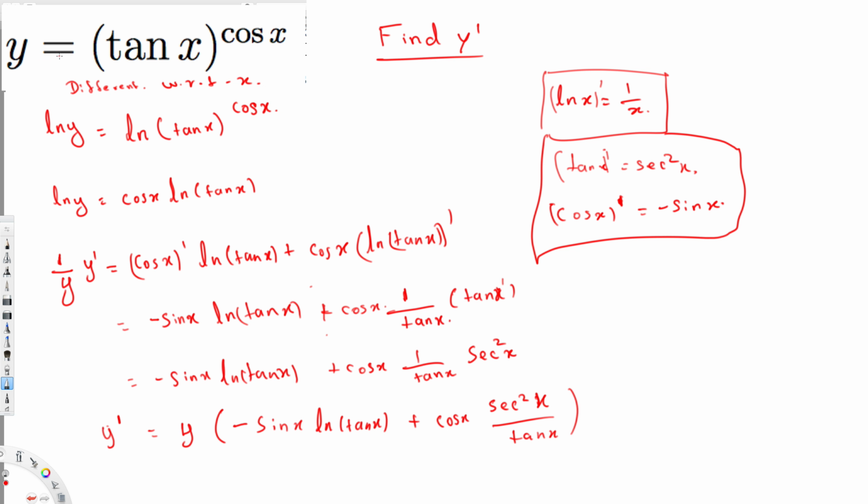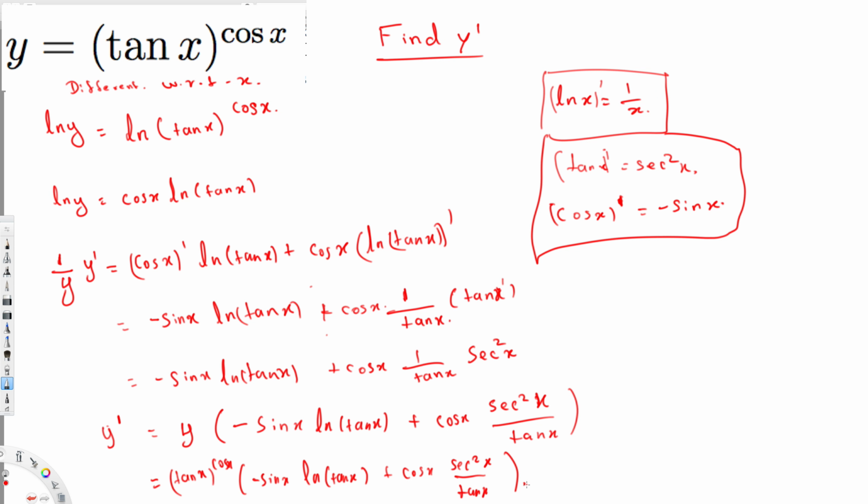In the question, y is given: y is equal to tan x to the power of cos x. Since our purpose is to find y prime, we brought y to the other side, so now I can substitute this y value from the question. That's going to be my final thing. It's going to be tan x to the power of cos x, times minus sin x ln tan x plus cos x sec square x over tan x. And this is my final answer.